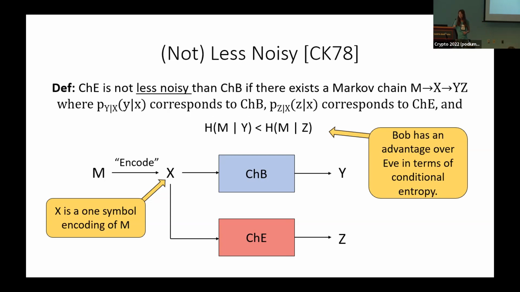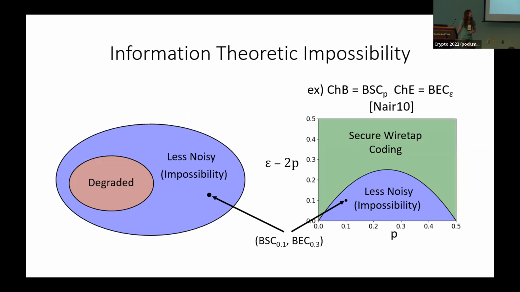Okay, so just to characterize this a little bit more, the less noisy condition is stronger than degraded, which means that if Bob's channel is a degradation of Eve's channel, then Eve's channel is less noisy than Bob's channel, and therefore we have an information theoretic impossibility.